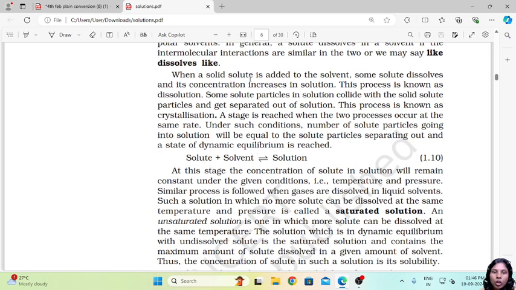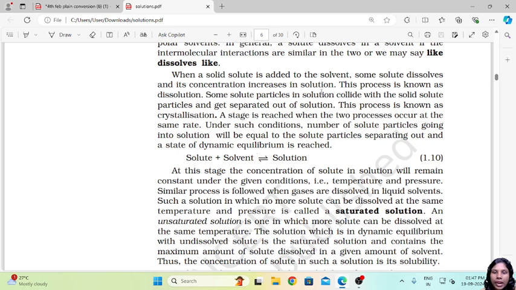Now when a solute is added to the solvent, some solute dissolves and its concentration increases in solution. Say we have water, and I keep adding a solid solute, that is sugar. As and when I add sugar, it dissolves, and the concentration of sugar in that water increases. This process, wherein you are dissolving something in the solvent, is known as dissolution.